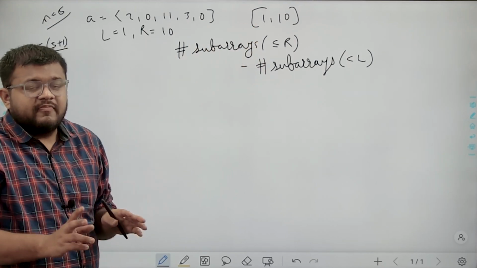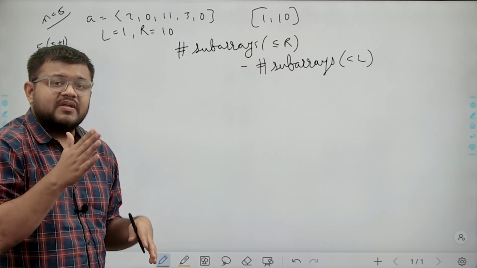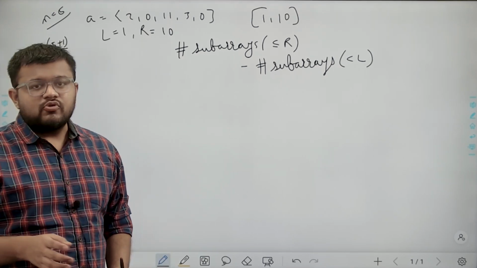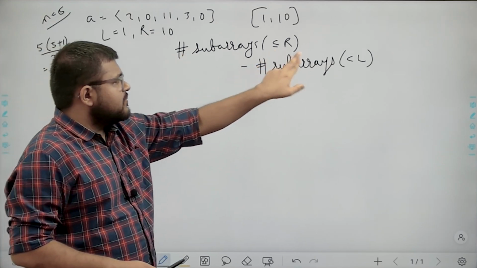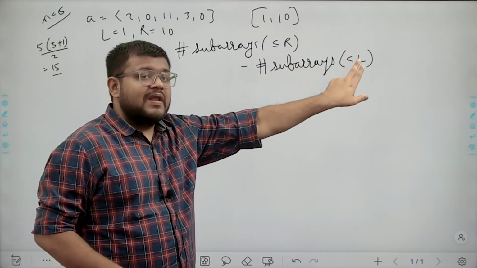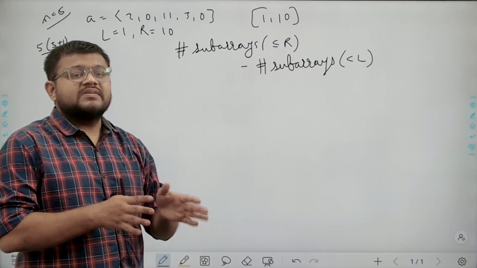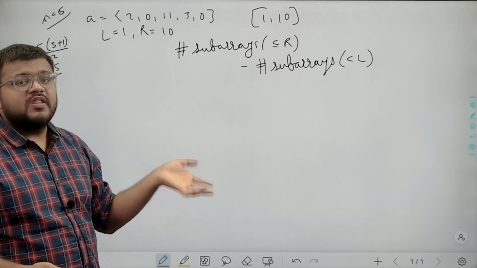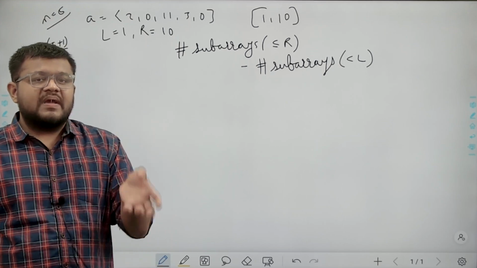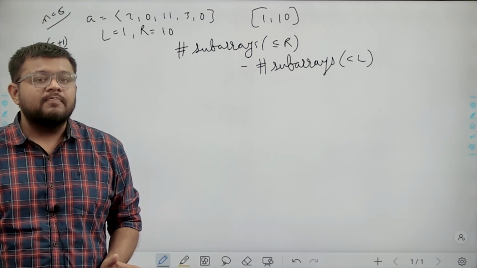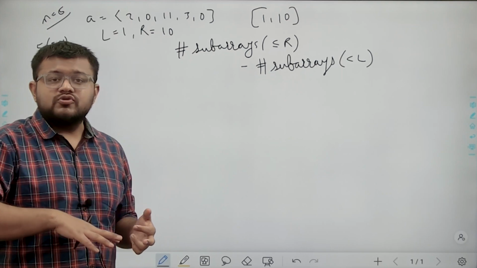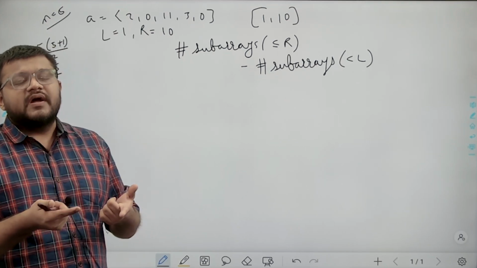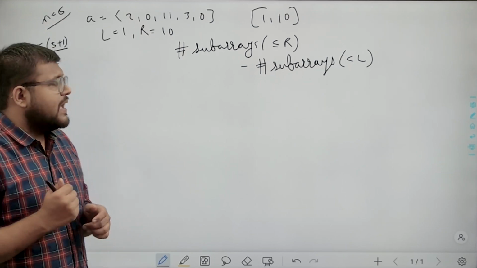So the maximum value less than or equal to R means it can be even less than L, but such subarrays I do not want. So if I subtract the number of such subarrays where the maximum value is less than L, meaning the maximum value is up till L minus 1, then the remaining answer would be the number of subarrays in which the maximum value is from L to R. Remember, it can contain values smaller than L, okay? But the maximum value in that subarray should be between L and R.